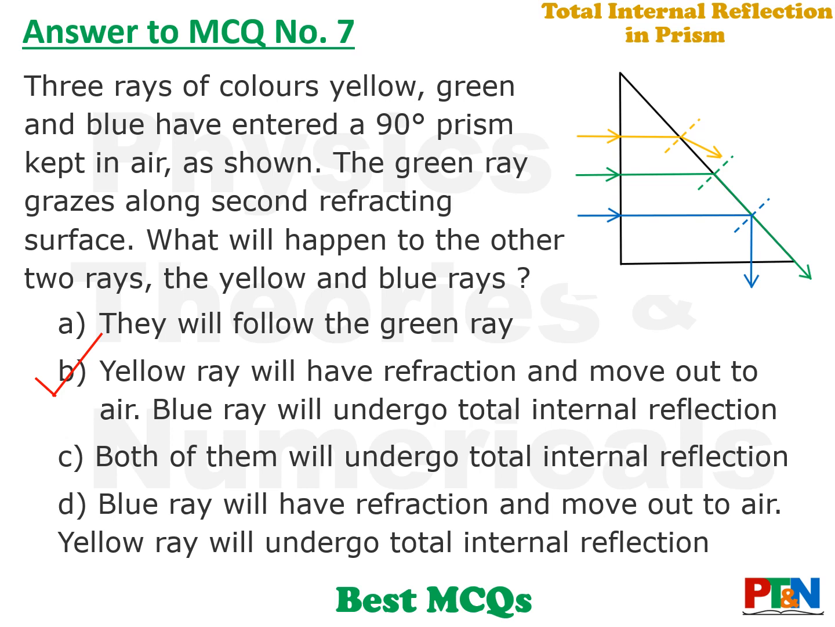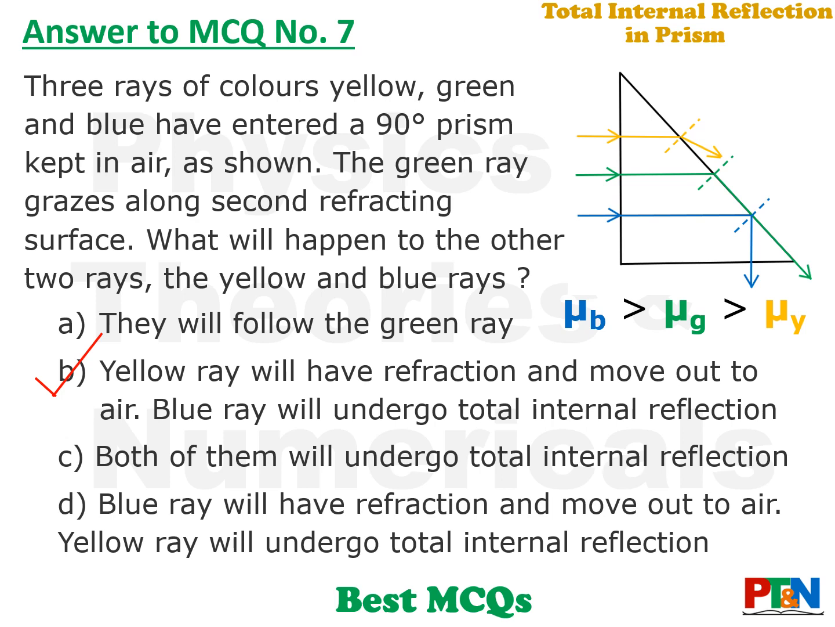Now let's understand. These three color lights have three different refractive indices. The refractive index for blue is more. In fact, all the rays are making the same angle with the hypotenuse surface. Now, for the green color, that angle is the critical angle. As the refractive index of yellow is less, that angle will be less than the critical angle.